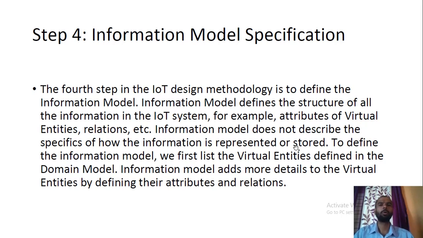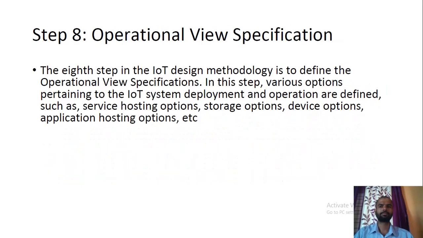Okay, it purely deals with what? It purely deals with the attributes of the system, okay, and their relationships. The information model adds more detail to the virtual entities by defining their attributes and relationships. Okay. So moving towards our example of home automation system for the third and fourth unit, let's see.